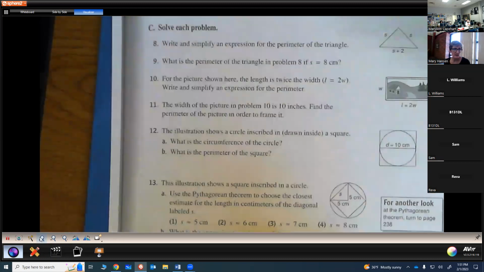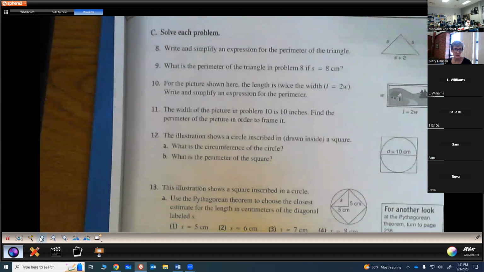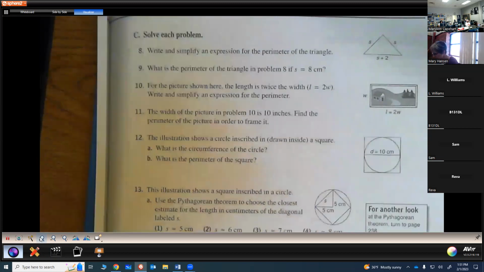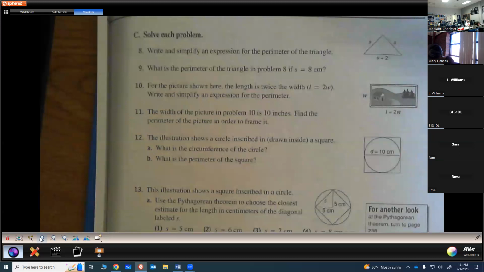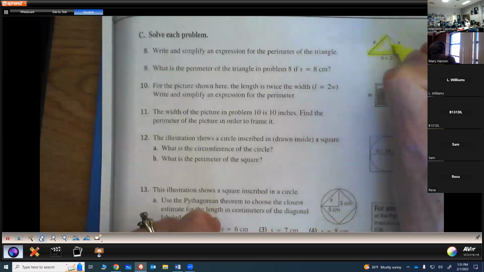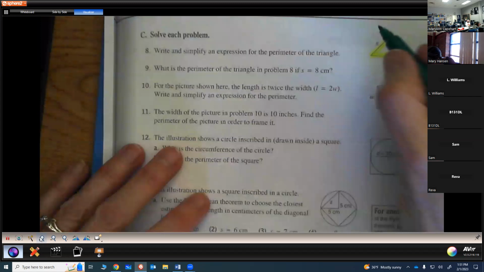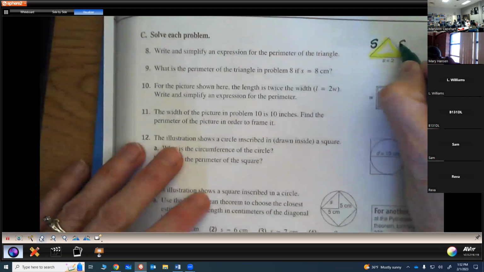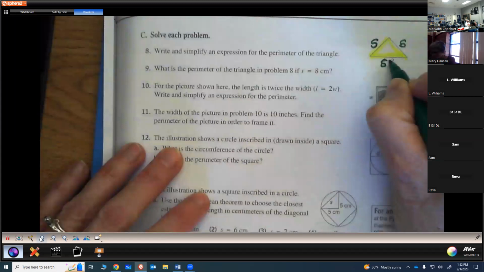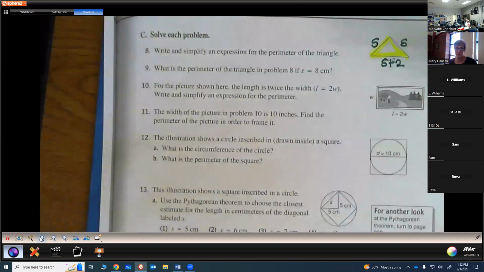it says write and simplify an expression for the perimeter of the triangle. And as you look at this triangle and its side lengths, what do you notice that's different than what we've been doing? If you're trying to read this off the board and it's too small, let me just make it bigger here. What's different about that than the problems that we've been doing? It has an extra S.